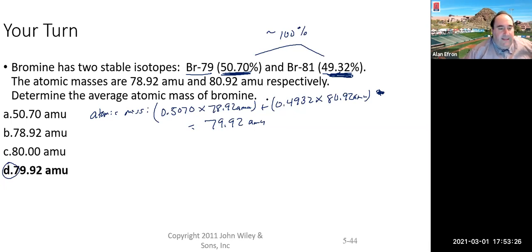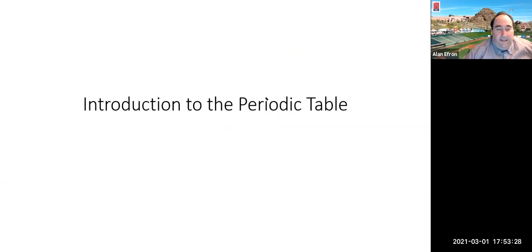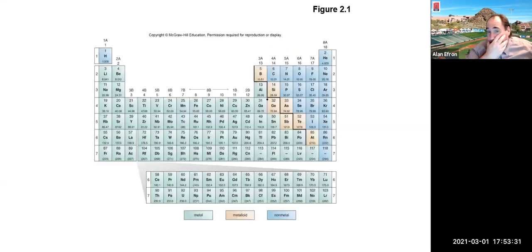Okay, then let us talk about the periodic table. So obviously this is a periodic table. It is an arrangement of the elements. We're going to talk about different parts of the periodic table here.